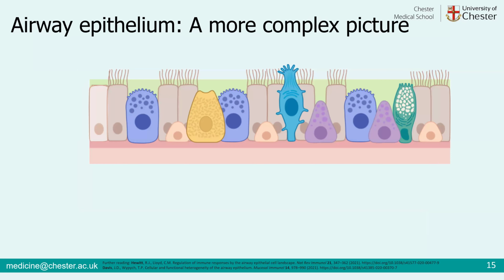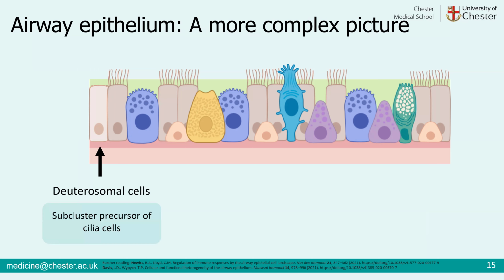And what we found out is that the picture looks more like this. There's more cell types there than we thought, doing different jobs. Some of them are perhaps, so for example, these deuterosomal cells, they're a subcluster precursor of cilia cells. So they may ultimately be differentiating, for example, into ciliated cells. We can see different stages of cell development.